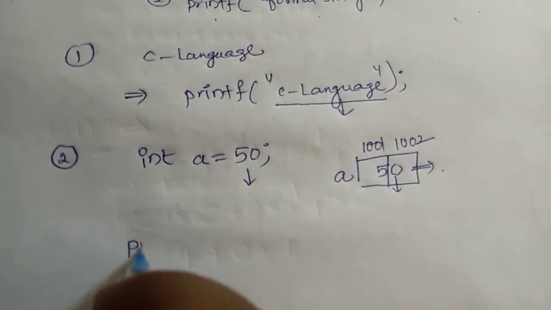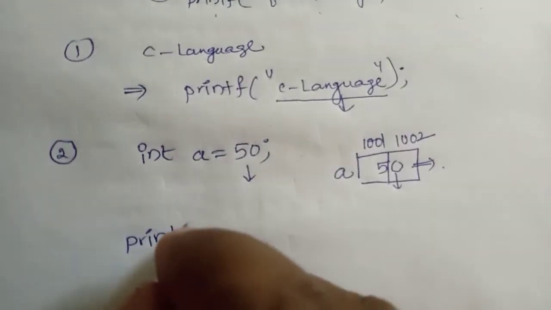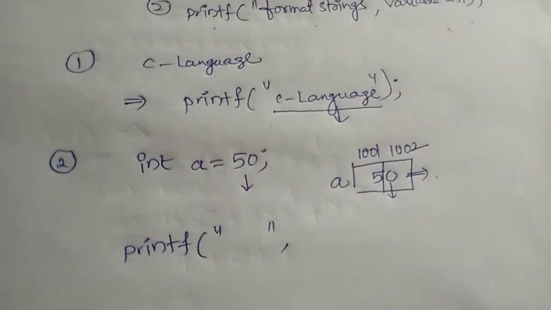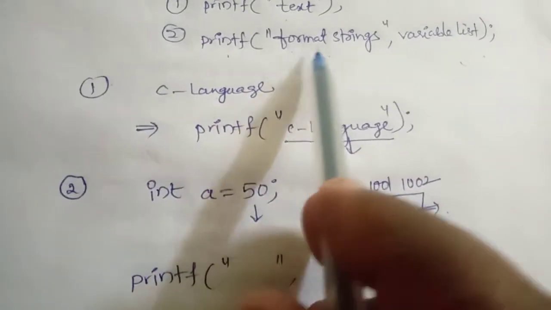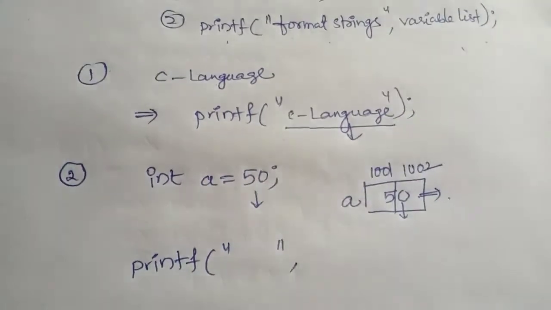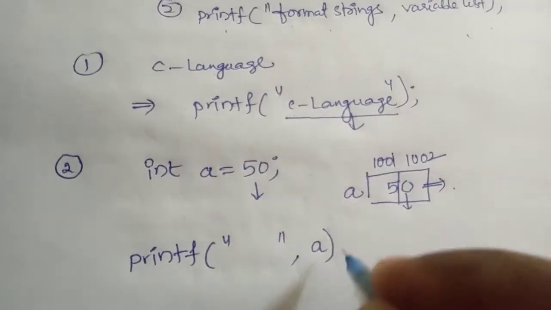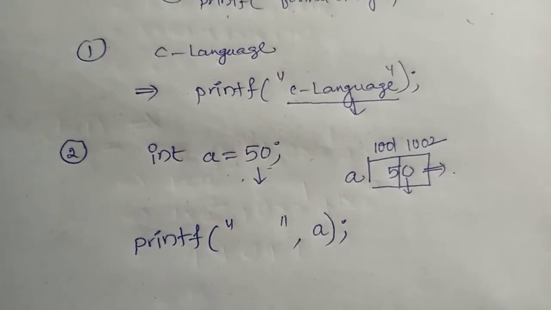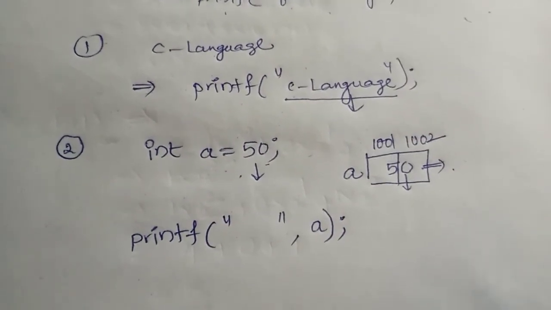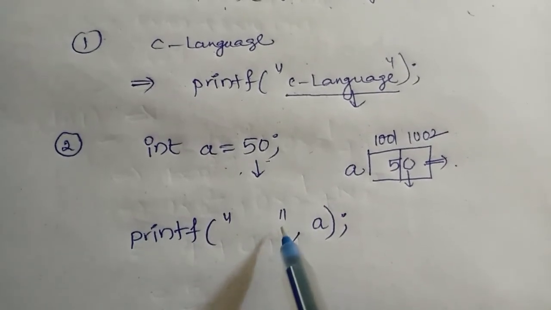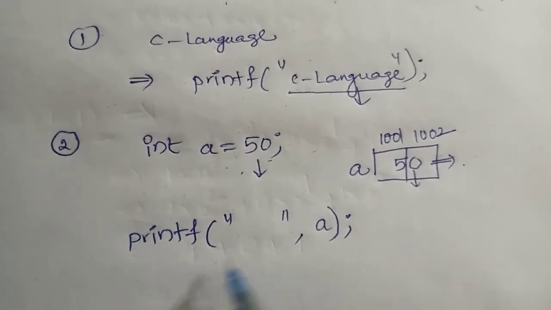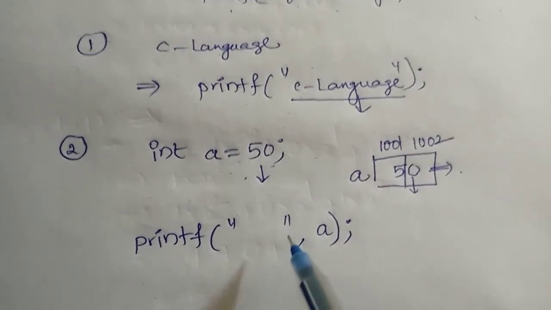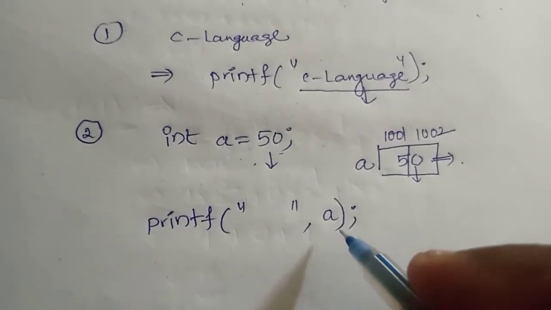So how to print the value? To print any value we have to use the function printf. So first part, double quotes. In the second syntax, printf format strings and variable list, here you have to write the variable a because the value 50 is present in the variable a. Just now I told you the text written inside double quotes will be printed on the monitor. Even in this situation, the text written inside the double quotes will be printed. But here I have to print the variable value.